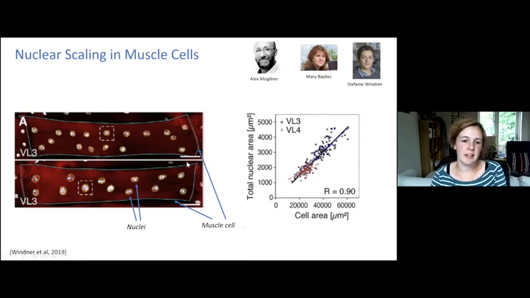Of course, this tells you something about global regulation. But as we saw before with the experiments with the nuclei in the fungal cells, we also want to understand something about local regulation.